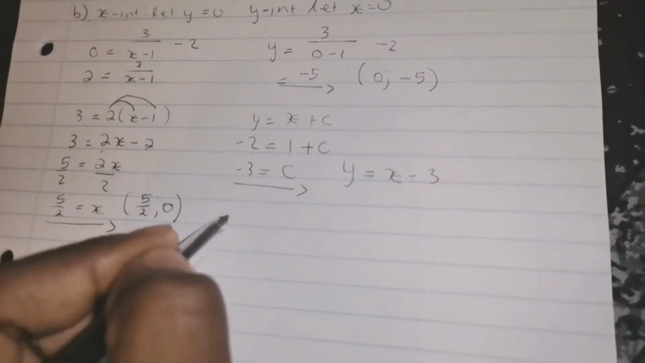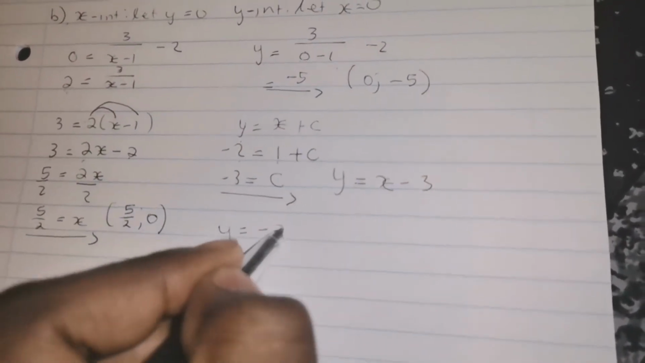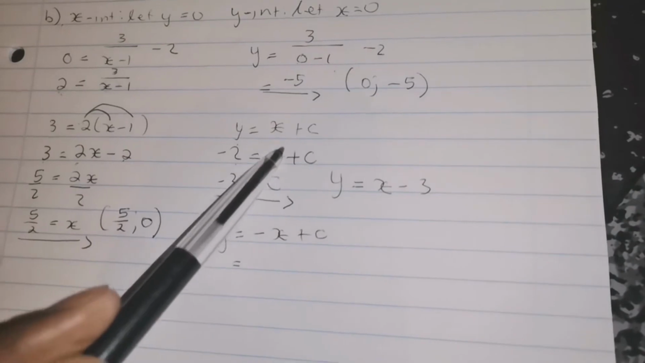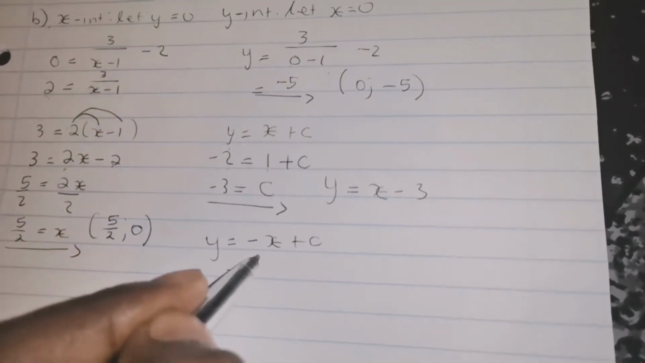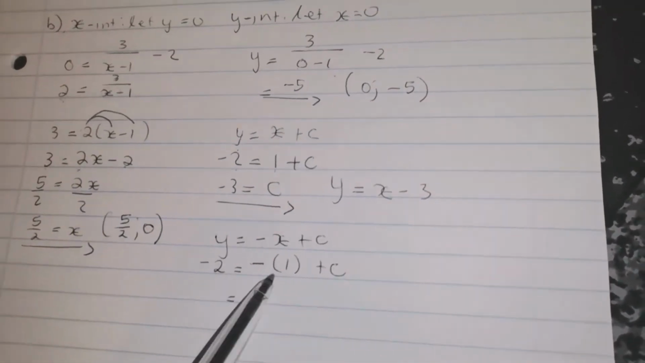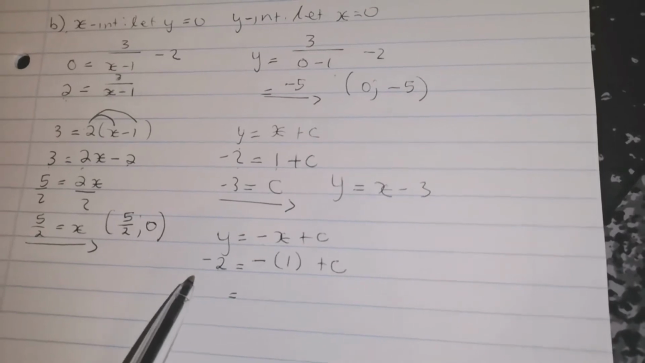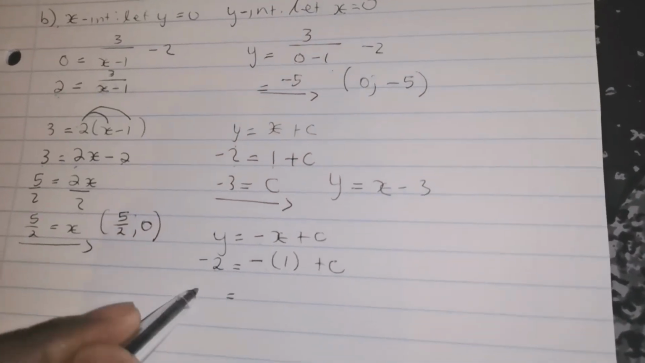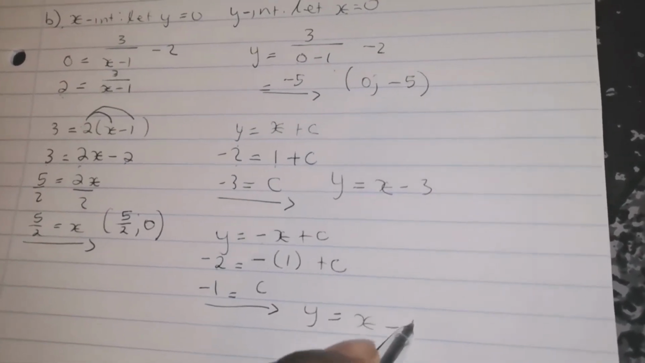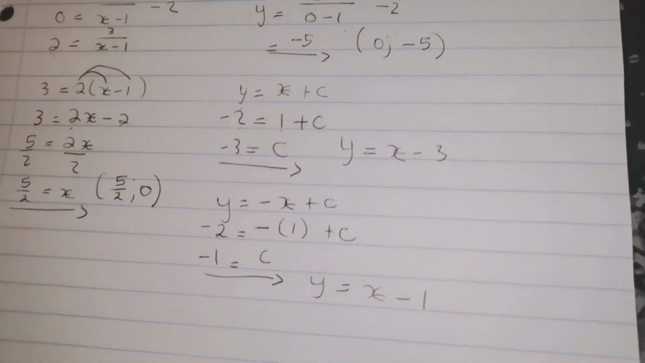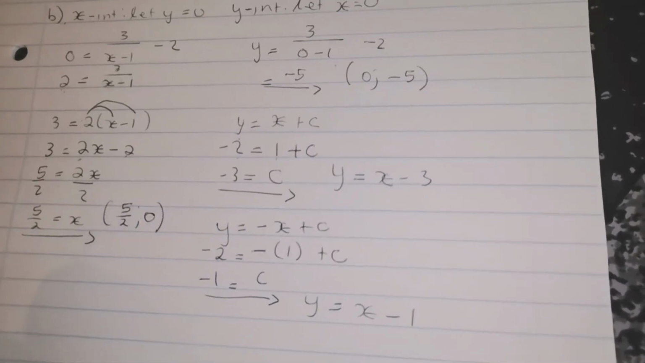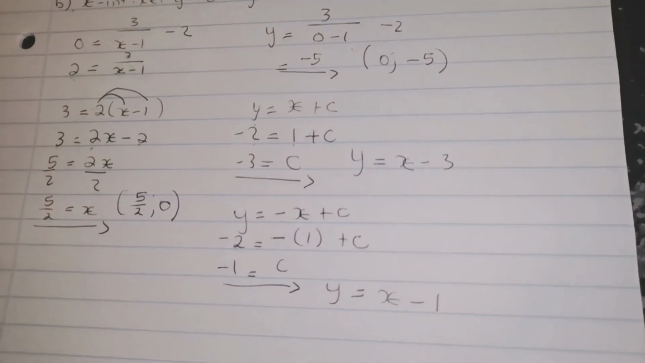Then for the negative gradient, y equals negative x plus c. Here it is negative 1 plus c equals negative 2. I transpose the negative 2 to the side to change the sign: negative 2 plus 1 is negative 1, equal to c. Then y equals negative x minus 1. You are done, guys. They just said you must calculate the x-intercept and y-intercept plus the axes of symmetry. Then you are done. We are now coming to the third question.